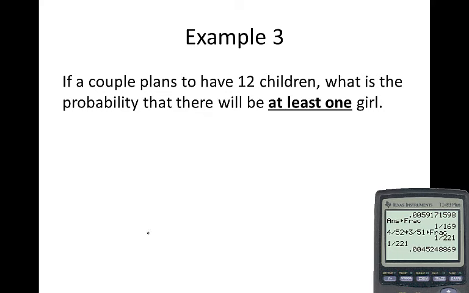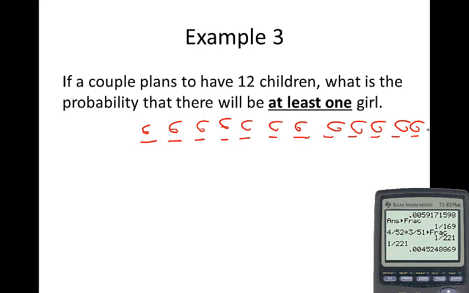So at least one girl. 1, 2, 3, 4, 5, 6, 7, 8, 9, 10, 11, 12. So at least one girl means what? That's a girl, or that's a girl, or however many girls that I have. That at least one of those is a girl somewhere. So really I want to find out the probability of no girls, of all boys, and then subtract that from 1.